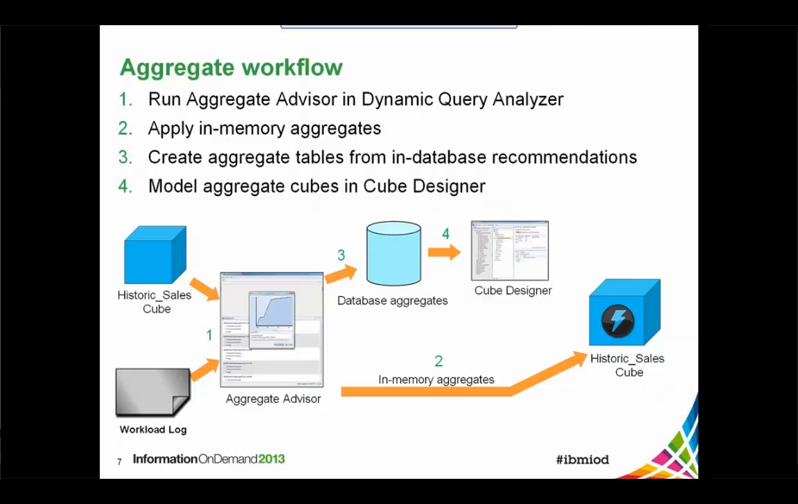Once those tables are created, you go into Cube Designer and model in what we call aggregate cubes. This is to let the engine know that these summary tables, these aggregate tables, exist, so that we can guarantee routing to those aggregate tables. And then finally republish the cube model with those new aggregate cubes modeled and mapped in the model, and restart the cube. It should be good to go.